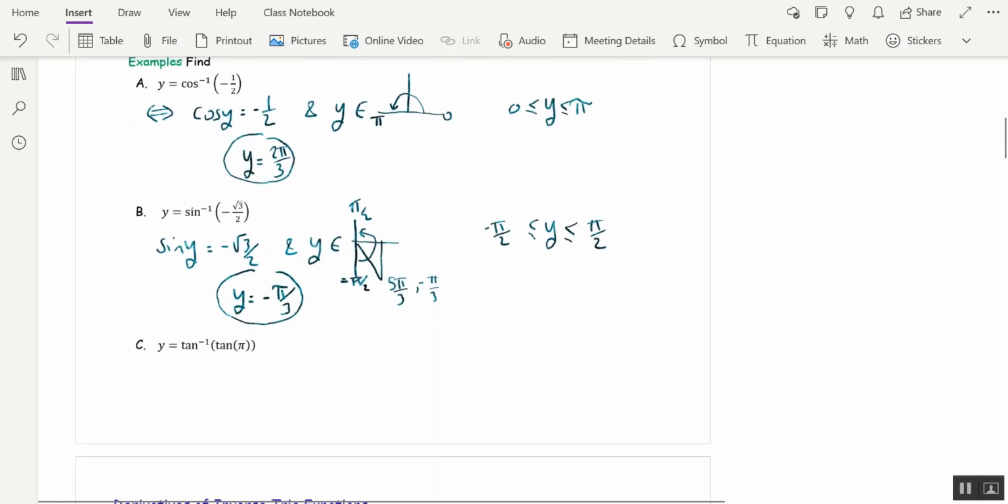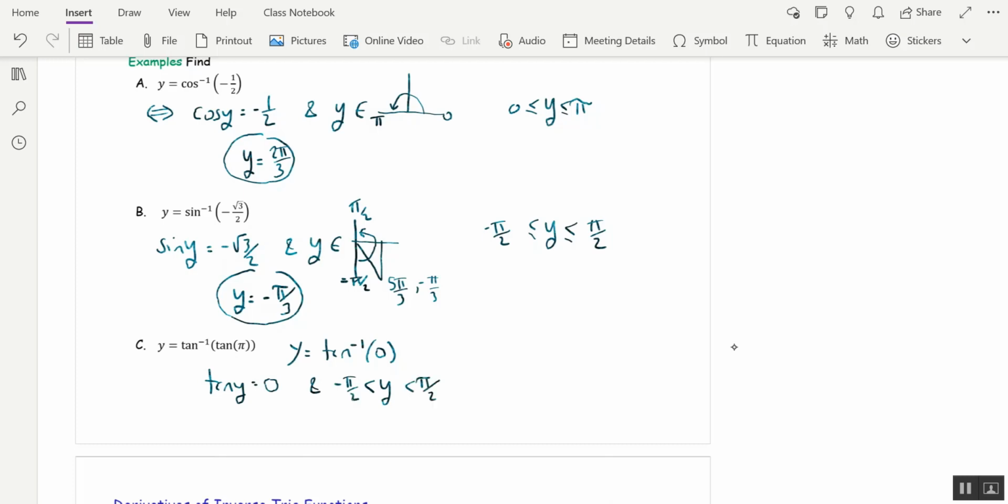Okay, and last one, before we can find y, we need to clean this up. We want tangent inverse of tangent of pi. Tangent of pi is 0. So tangent of y is 0, and y is an angle, I'll switch notations, between -pi over 2 and pi over 2. So y is the angle 0.